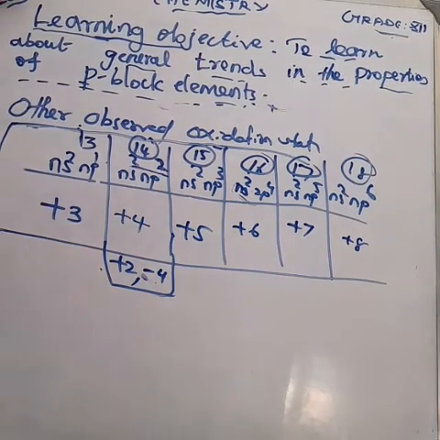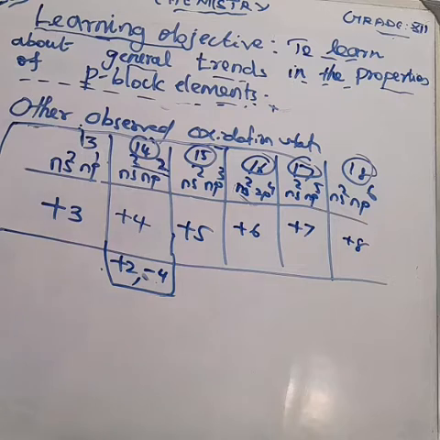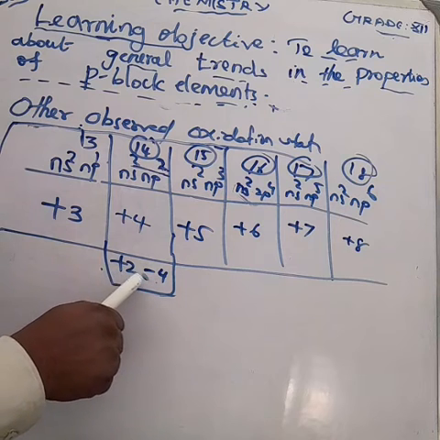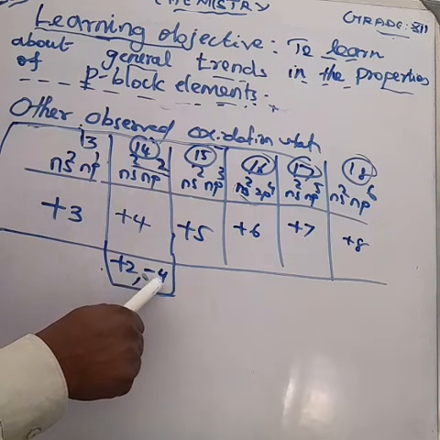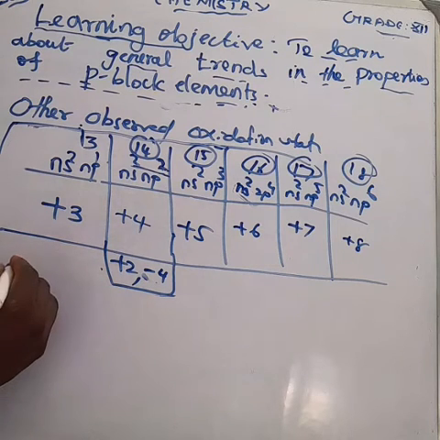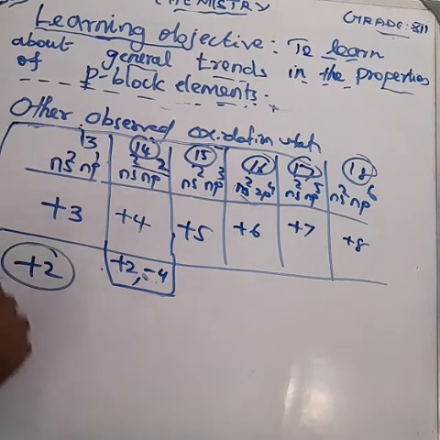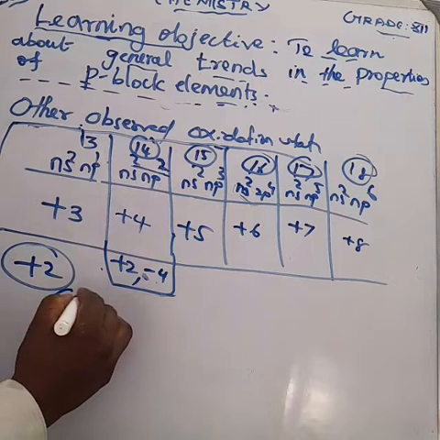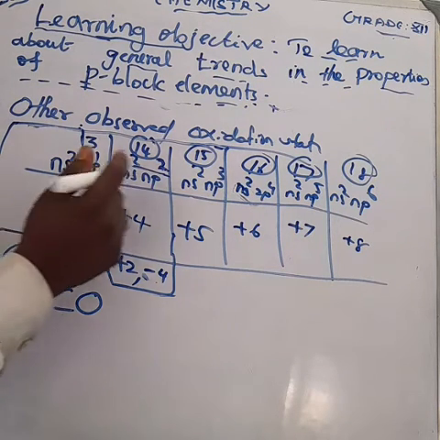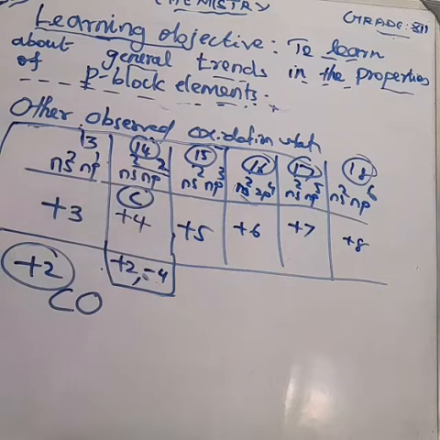Next, we will do it one by one. About the 14th group, the other observed oxidation states I am taking are +2 and -4. First I am going to write about the +2 oxidation state. Here a very good example is carbon monoxide, because the 14th group is the carbon family. So carbon monoxide is an example.